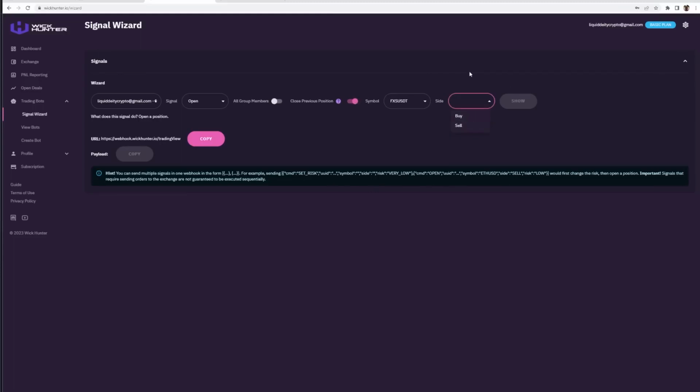So there's going to be 4 payloads. One is for long or short to open a trade, and one is for long or short to close our trade. So once I select buy, the show button appears and I can actually generate this payload. So I'm going to hit copy on this. Make a note that this URL is our webhook URL. So we're going to set that into our alert.